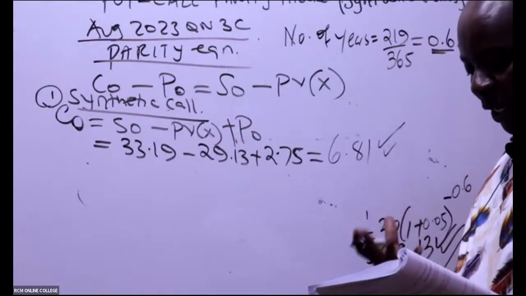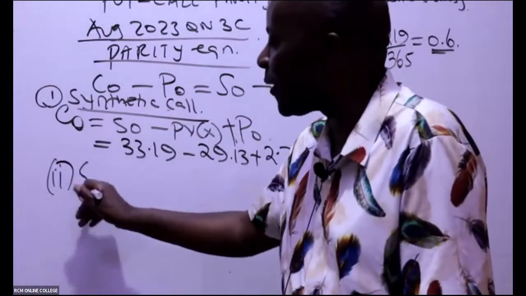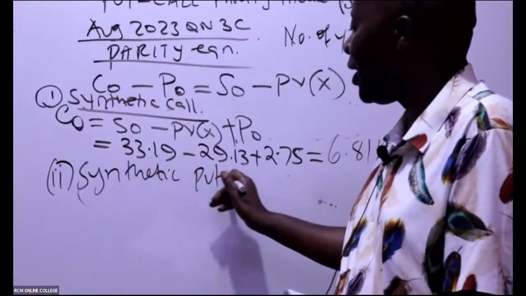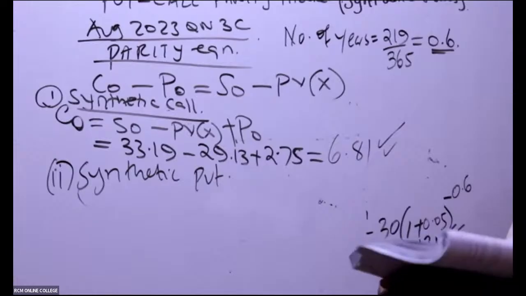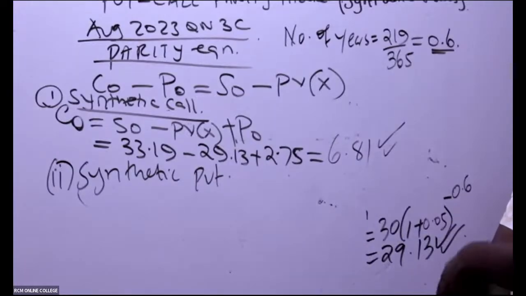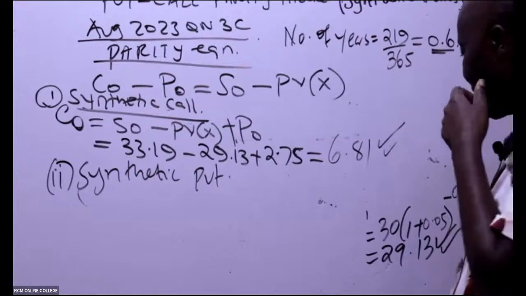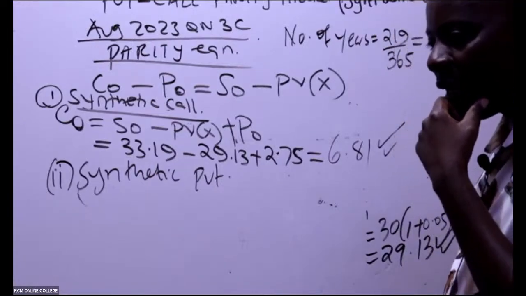Then if you great students of mine are following, I would want somebody to go ahead and give me the synthetic put. Number 2, synthetic put. I'll give you 2 minutes. Try giving me the synthetic put. So present value for X, somebody got 27.59. I think you are the only one, Elizabeth.